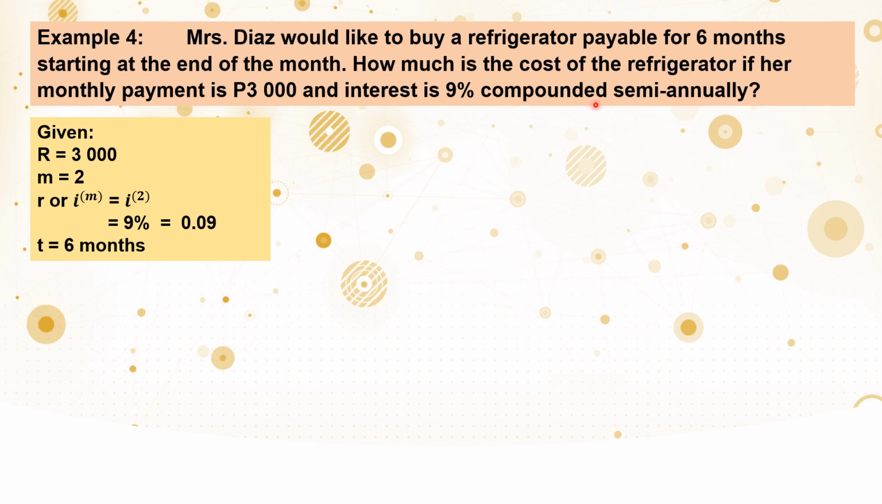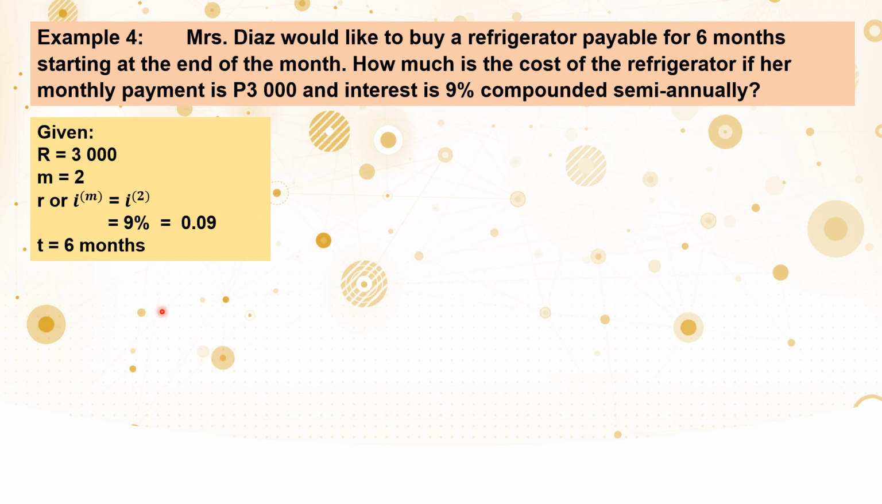And since it is compounded semi-annually, our M now is 2. And the interest rate is 9%. So I raised to 2 is equal to 9%. And 9% must be written into decimal. So to write percentage into decimal, just move the decimal point twice to the left. So from this point, we move 1, 2. So we have now 0.09. And the time is 6 months.